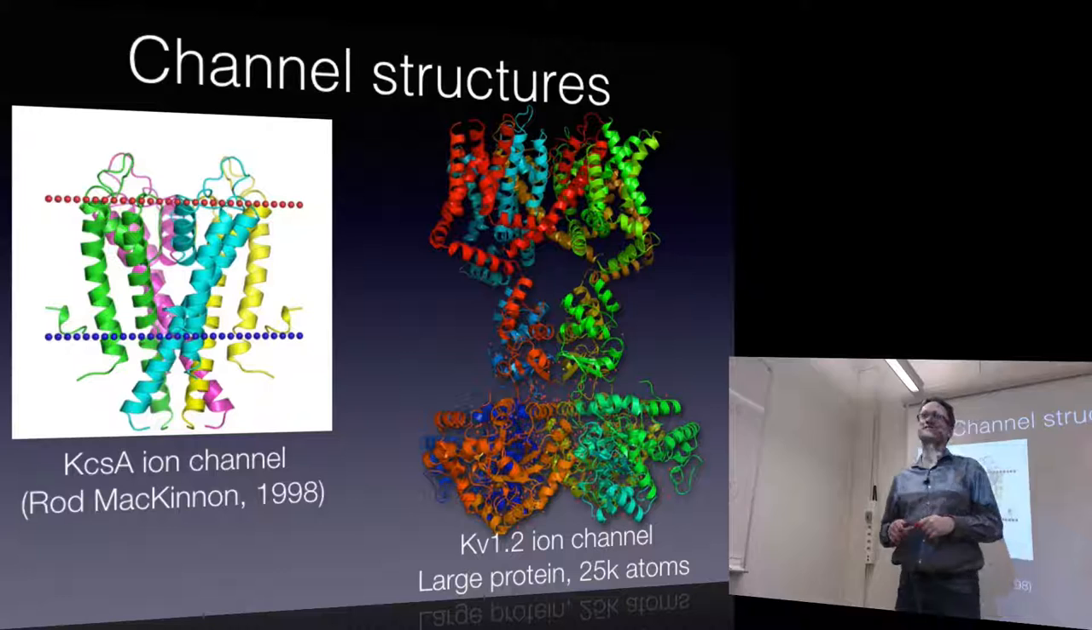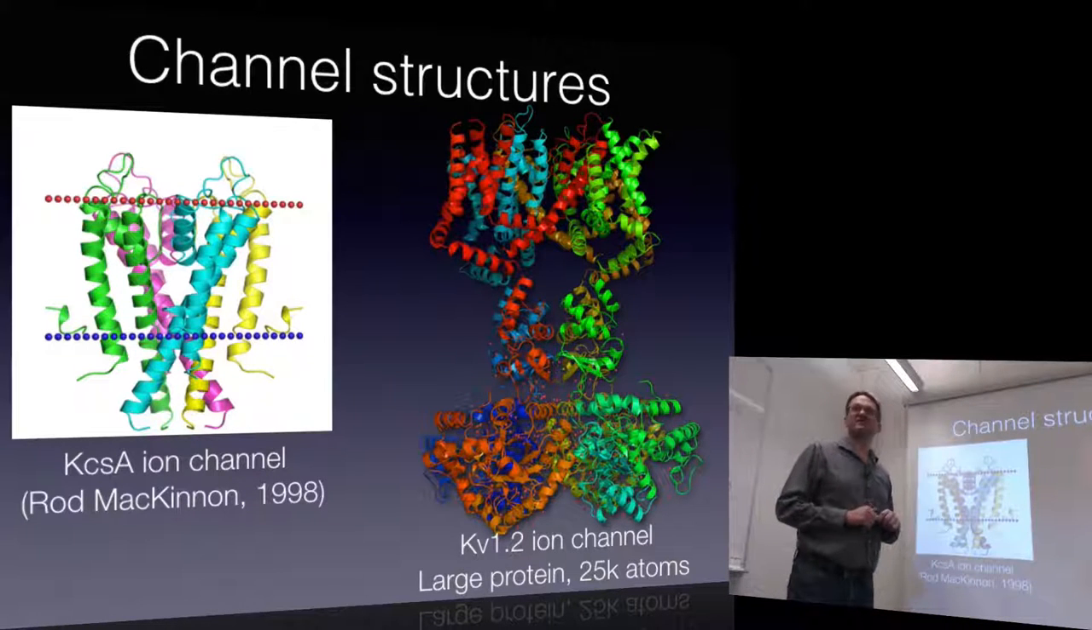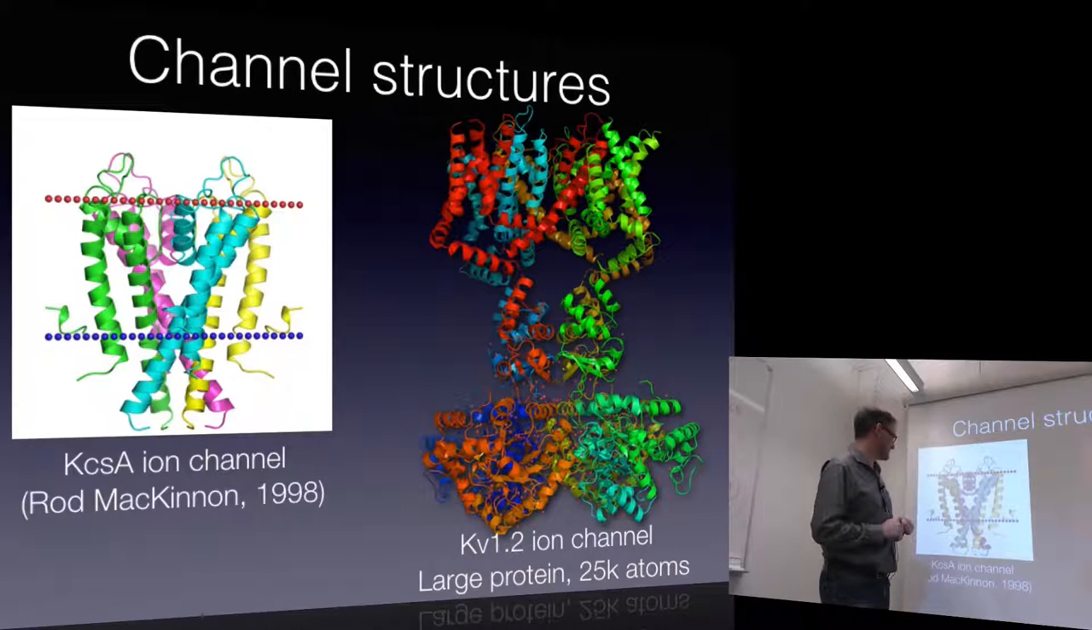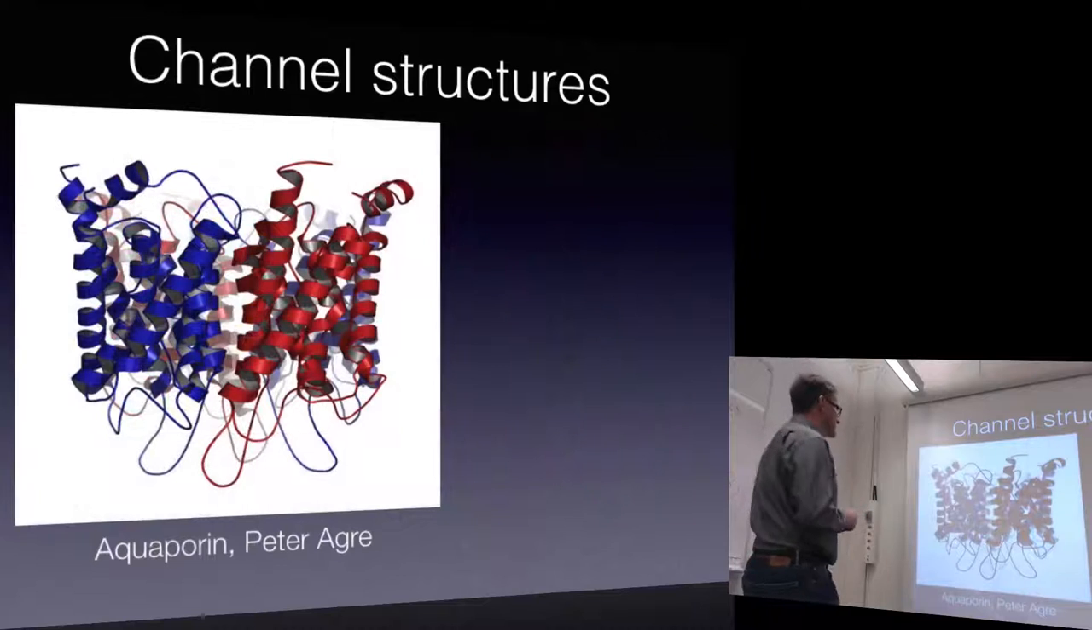And this, of course, costs energy to build. But it enables us to do some pretty amazing things with our nervous system. There are some advantages to being human. Another of the very early channels, aquaporin.